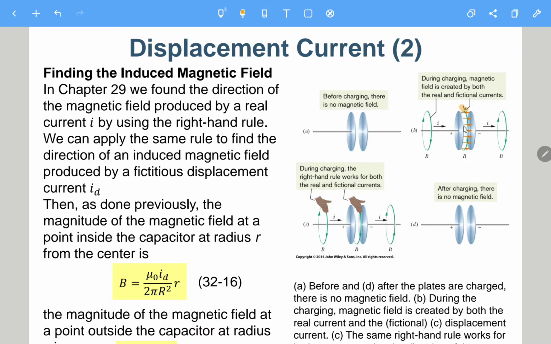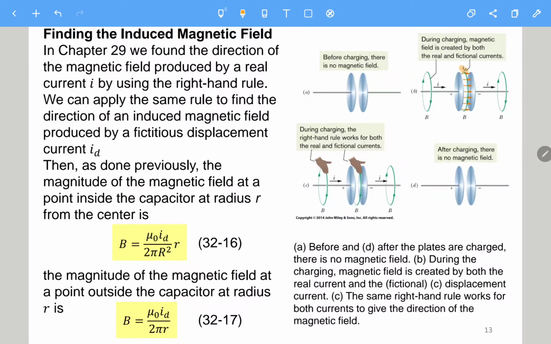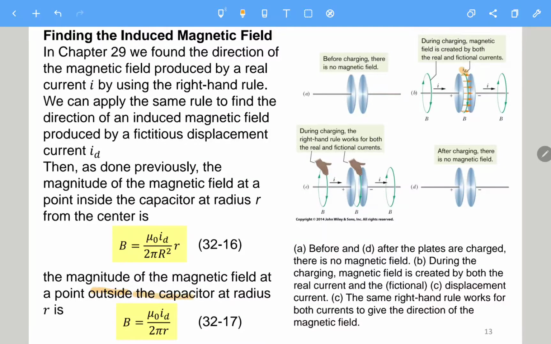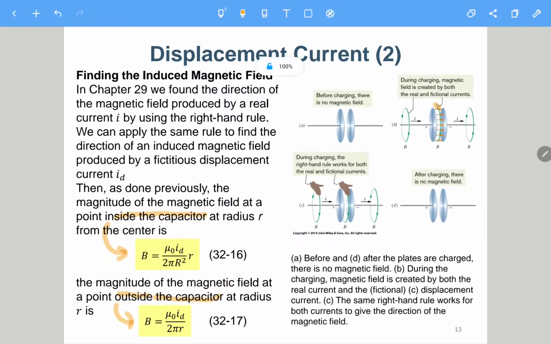This part is inside the plate, inside this area. When you consider the part outside the capacitor, it is inversely proportional to the radius. So this part is for outside the capacitor, and this is inside the capacitor. Up till now, any questions?